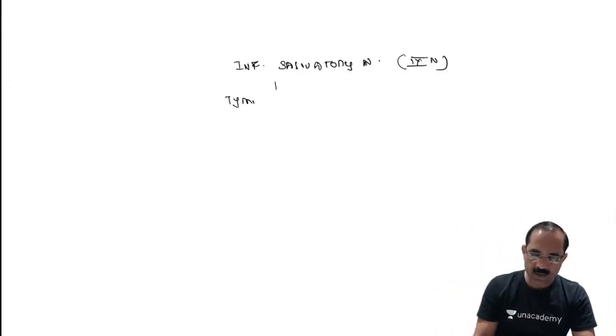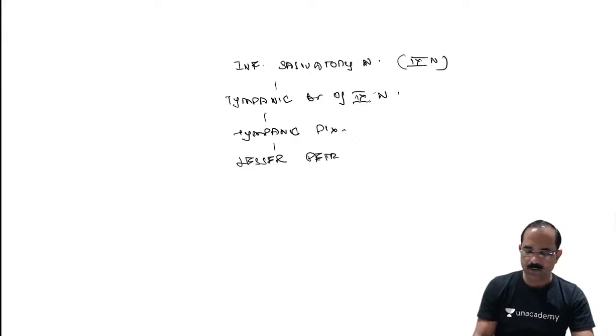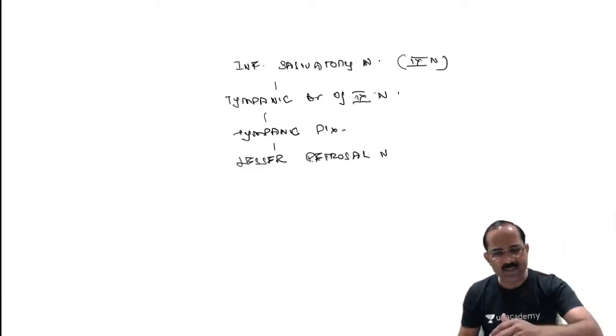You get the tympanic branch of the glossopharyngeal nerve. This is a very important MCQ. You get the tympanic plexus. I'm just writing slightly faster. Tympanic plexus. We get a nerve here. What's this nerve? Lesser petrosal nerve. This is the lesser petrosal nerve.